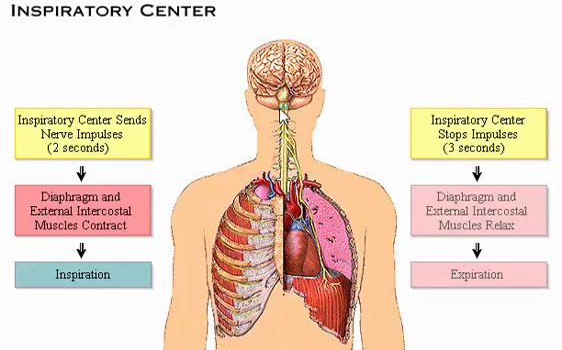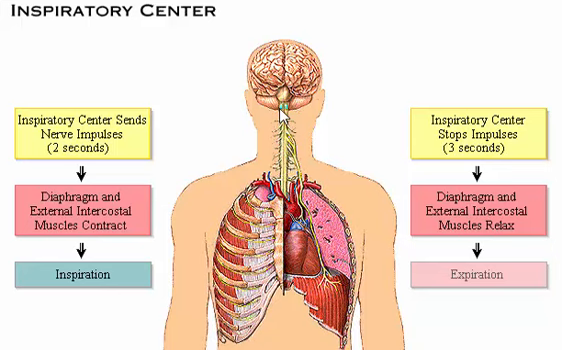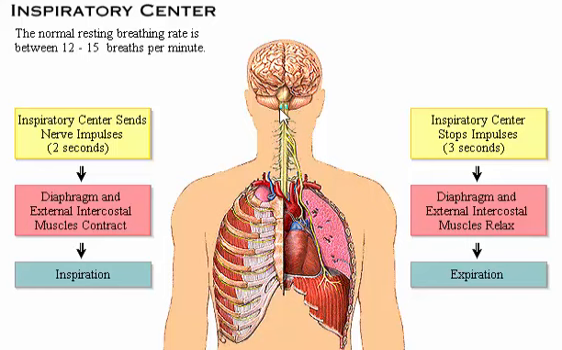The neurons stop firing for about 3 seconds, which allows the muscles to relax. The elastic recoil of the lungs and chest wall leads to expiration. This automatic rhythmic firing produces the normal resting breathing rate, ranging between 12 and 15 breaths per minute. Click the inspiratory center to observe normal breathing.